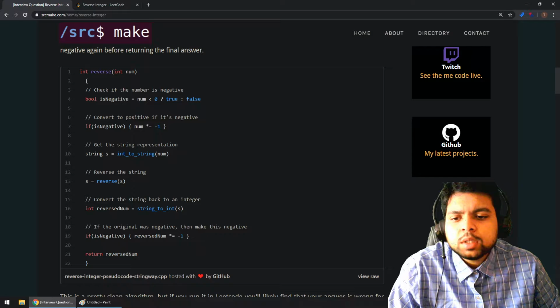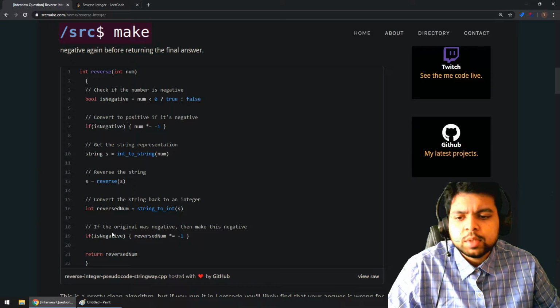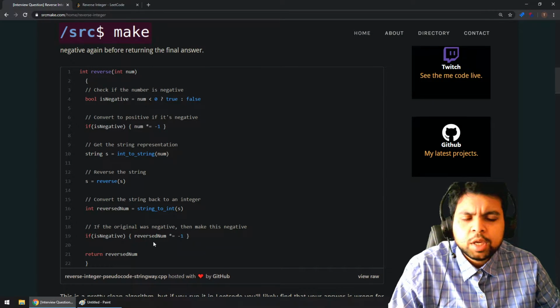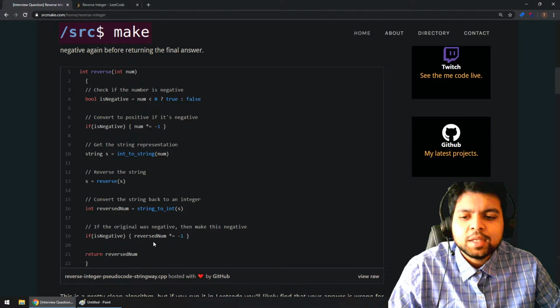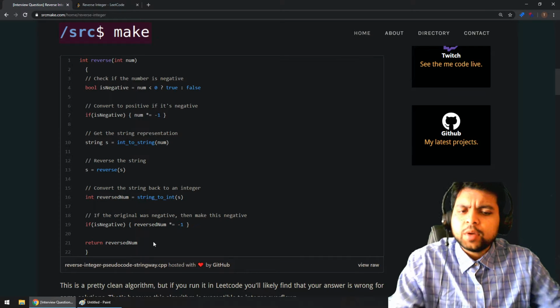And finally, we want to convert that string back to an integer since it'll be reversed. So we say the reverse number is some integer, and we get that by converting our string to int on s. And then finally, if the original number is negative, we want to make it negative again. So we say if it was negative, multiply the reverse number by -1 so that it can become negative. And then whatever it was, we just return the reverse number. This is really easy to understand pseudocode. But you'll find that it doesn't work on LeetCode because it's pseudocode first of all, but if you were to translate it to a real language, it doesn't handle the overflow case.